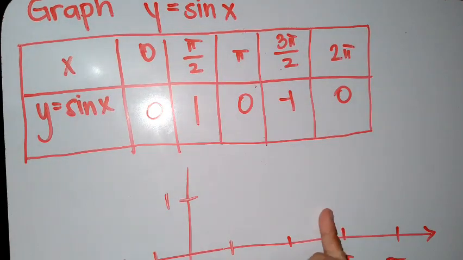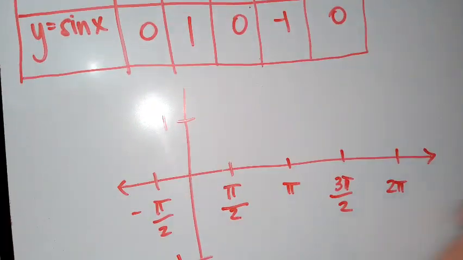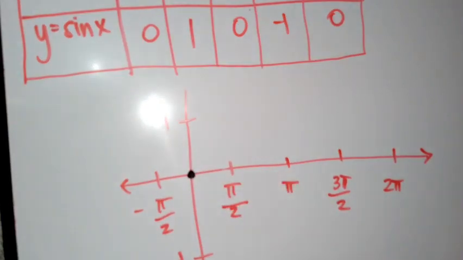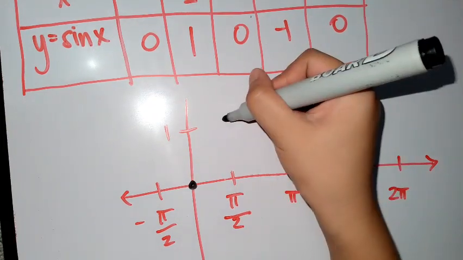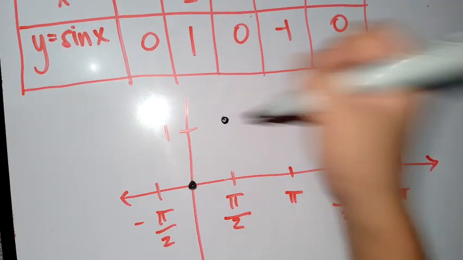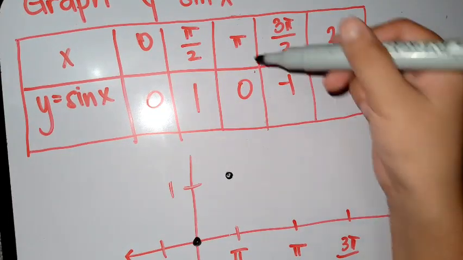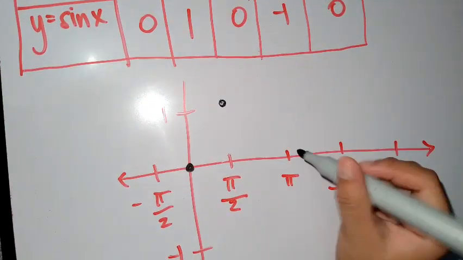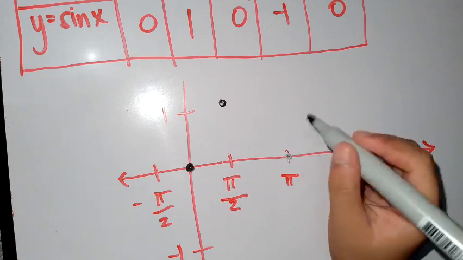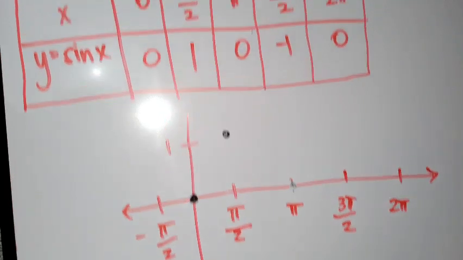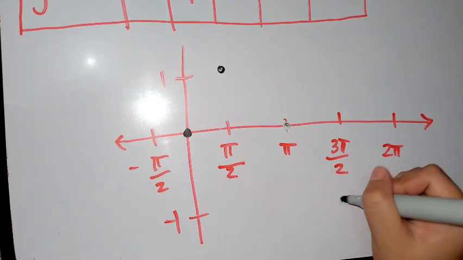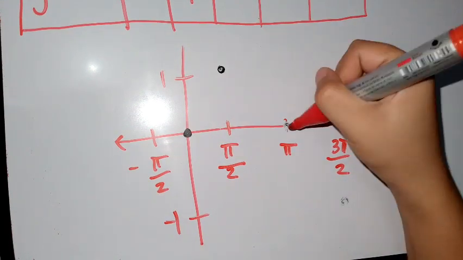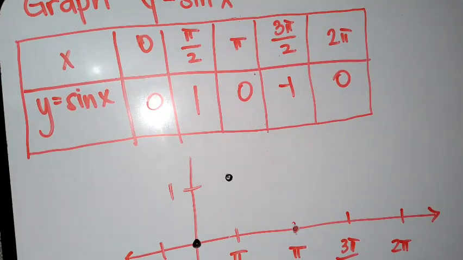Now in graphing, we need to focus on the table. So we have x is 0 and y is 0. We need to plot this point here. Next we have pi over 2 and 1. We just have to put a point on it. Next we have pi and 0. So pi should be on the x-axis, and 0. Next we have 3 pi over 2 and negative 1, which is found there. Last one, we have 2 pi and 0.